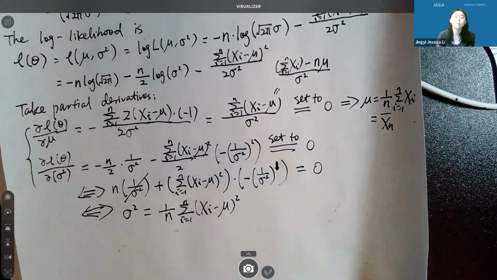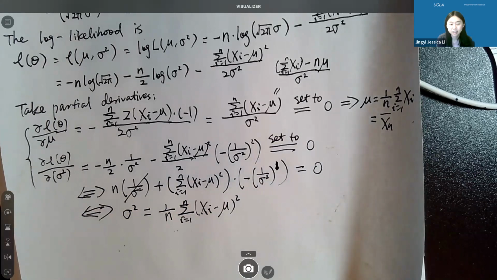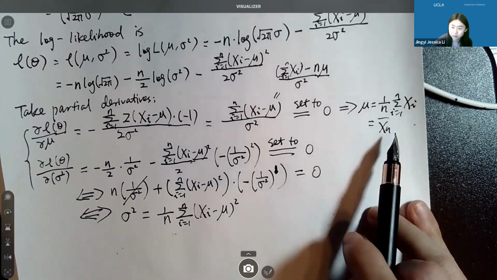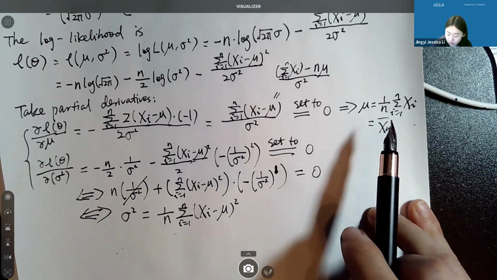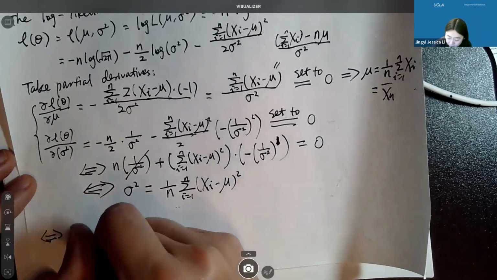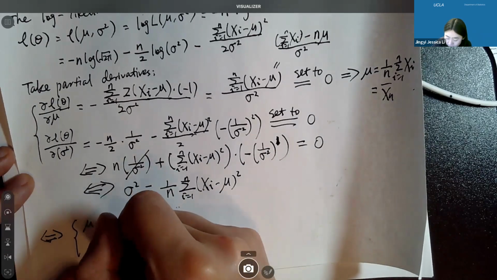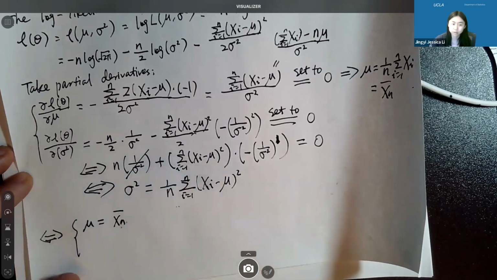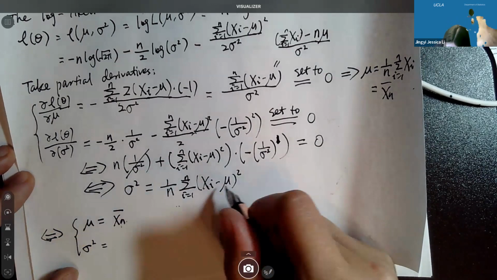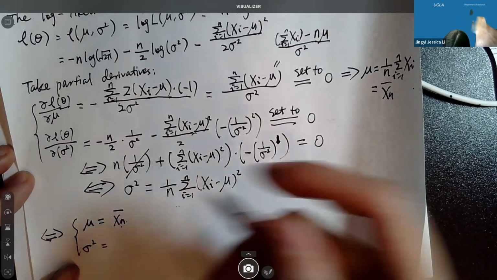This will be the solution for setting the partial derivative against sigma square to 0. But you see, this solution depends on mu, and we have mu solved in the first equation by setting it to 0. So together, we are going to have mu as x bar, and sigma square, which depends on mu, but we put mu into it, we will have the summation.